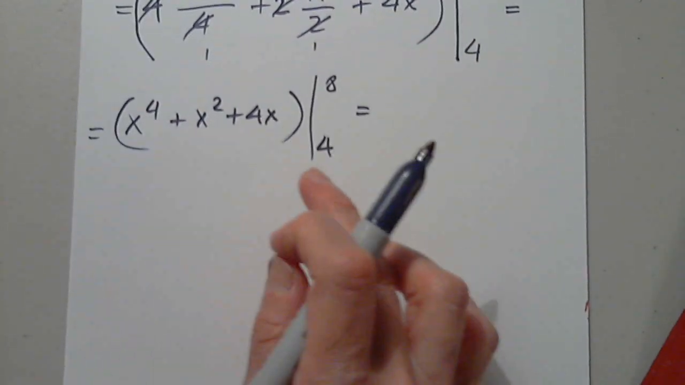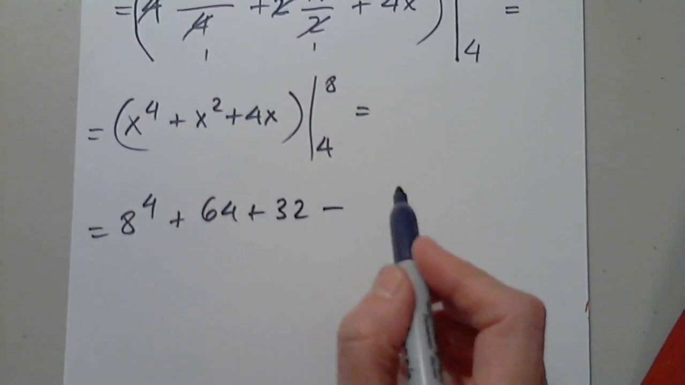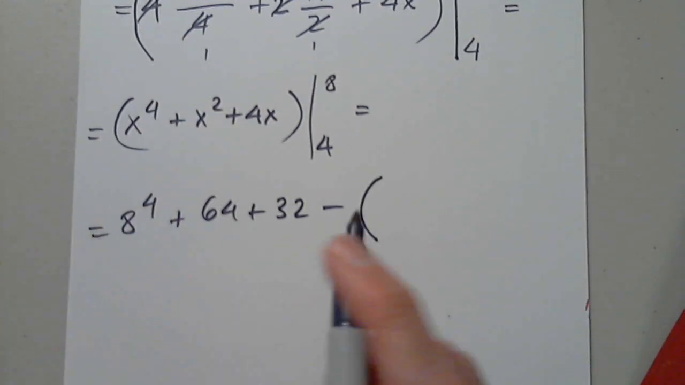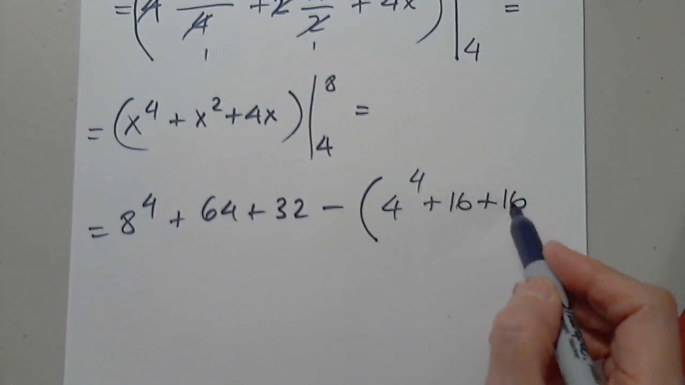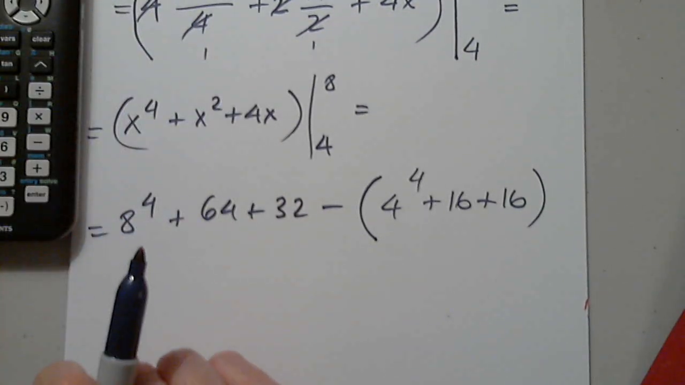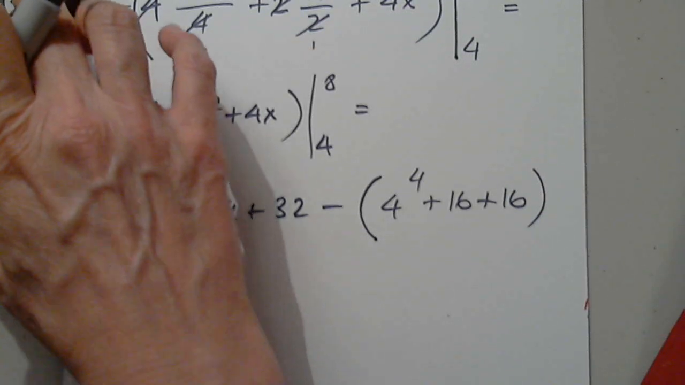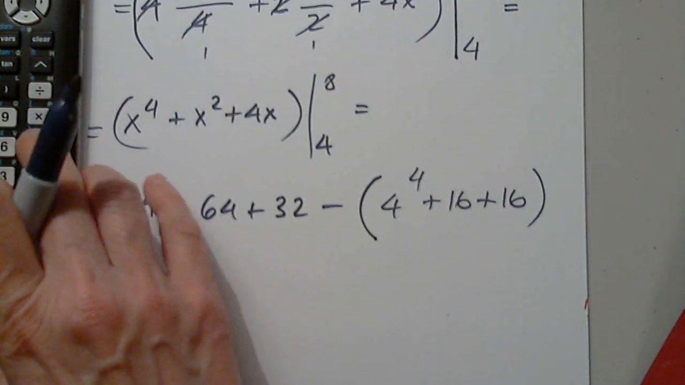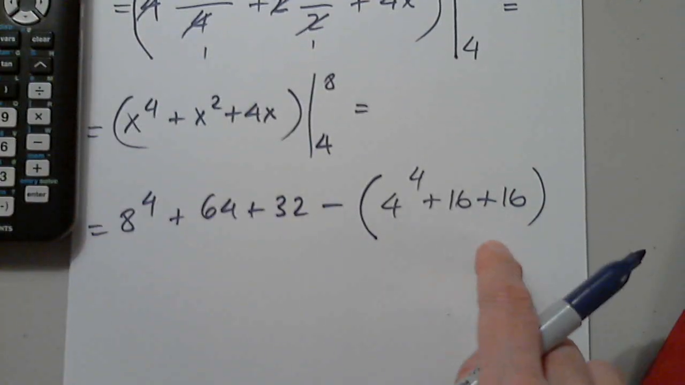First, I plug in 8 everywhere: 8 to the fourth plus 64 plus 32, minus, please use parentheses, and plug in 4 everywhere: 4 to the fourth plus 16 plus 16. So 8 to the fourth plus 64 plus 32, that's 96, minus 4 to the fourth minus 32.